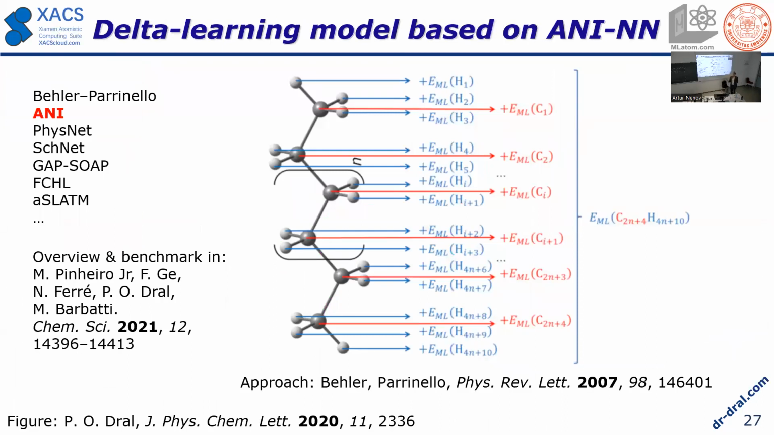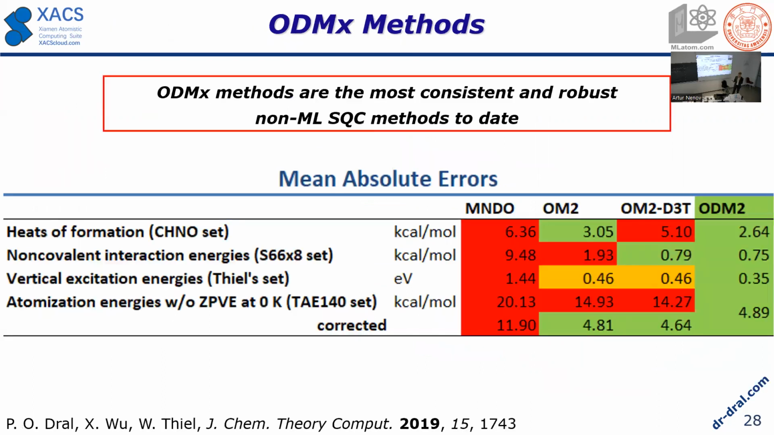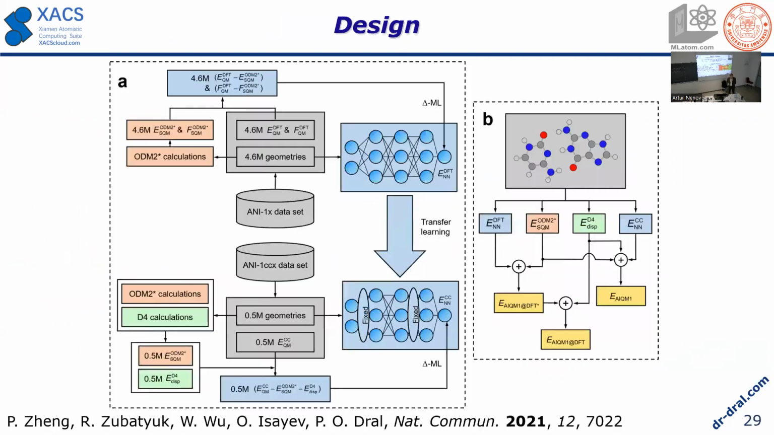There is one component which is very important: neural networks. We used ANI neural networks with small modifications to adjust to our purpose. Another component is an empirical method, but here we used one of the best, which is ODM2, specifically prioritized to treat vertical excitation energies better with multi-reference treatments. And this was inherited by AIQM1, so it's also very good for that.